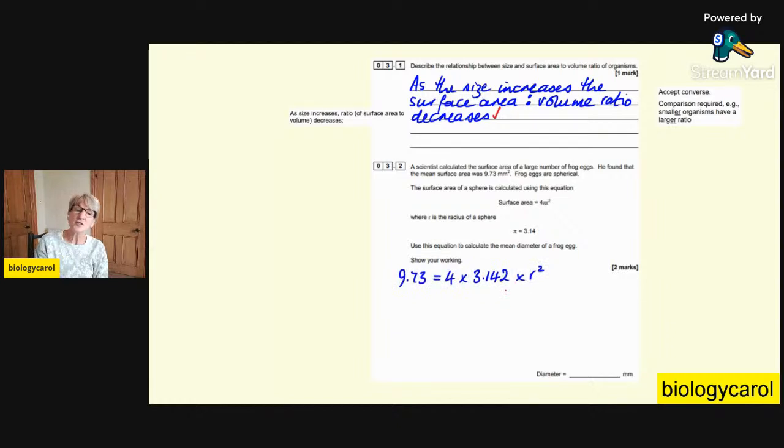Onto this question. So, we are told that 9.73 equals 4 times pi, and I happen to use 3.142, times by r squared. So does it make sense that r squared is going to be 9.73 divided by 4 and then divided again by 3.142? In other words, this. And if we want r, we need to square root that to get r. But then we need to remember that the diameter is 2 lots of r.